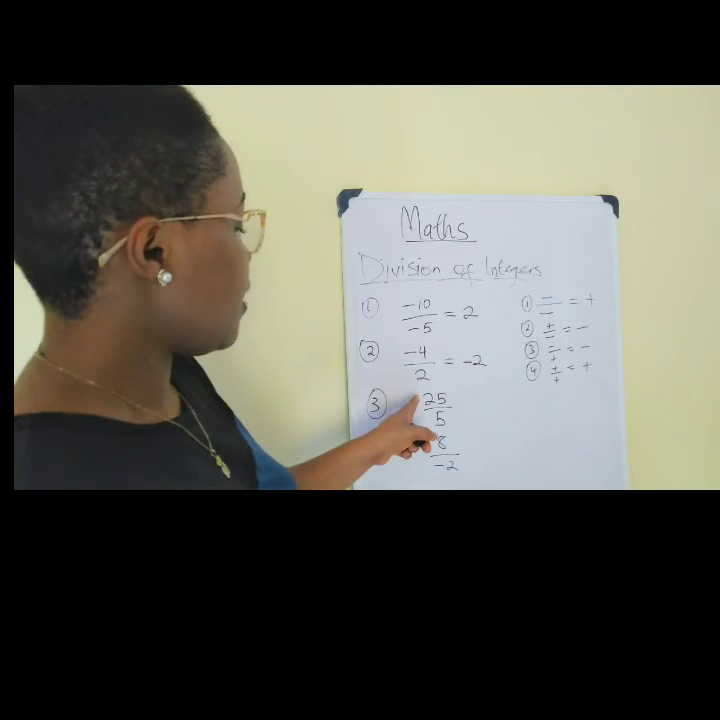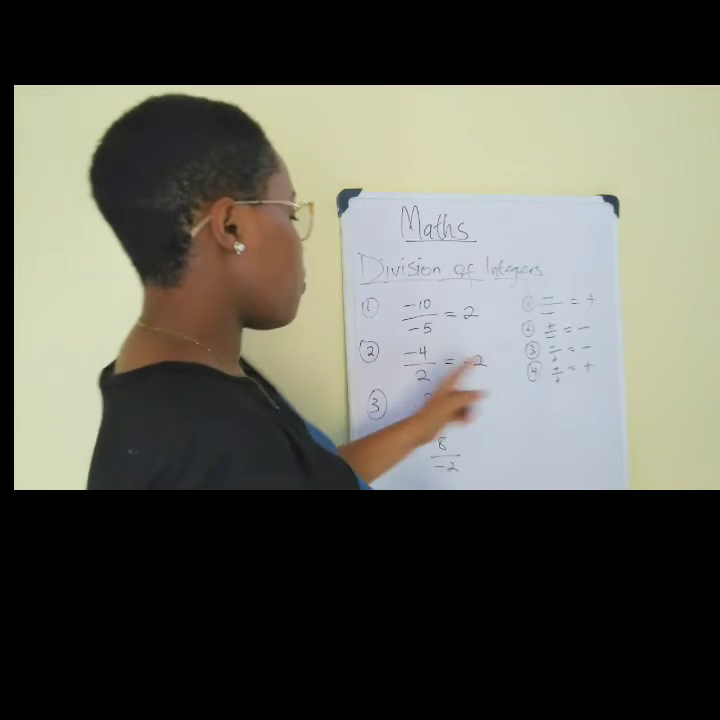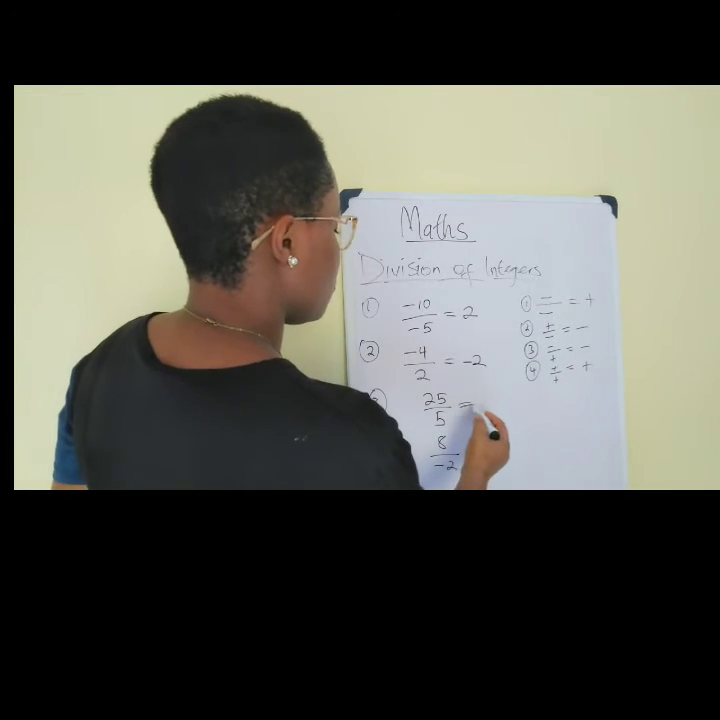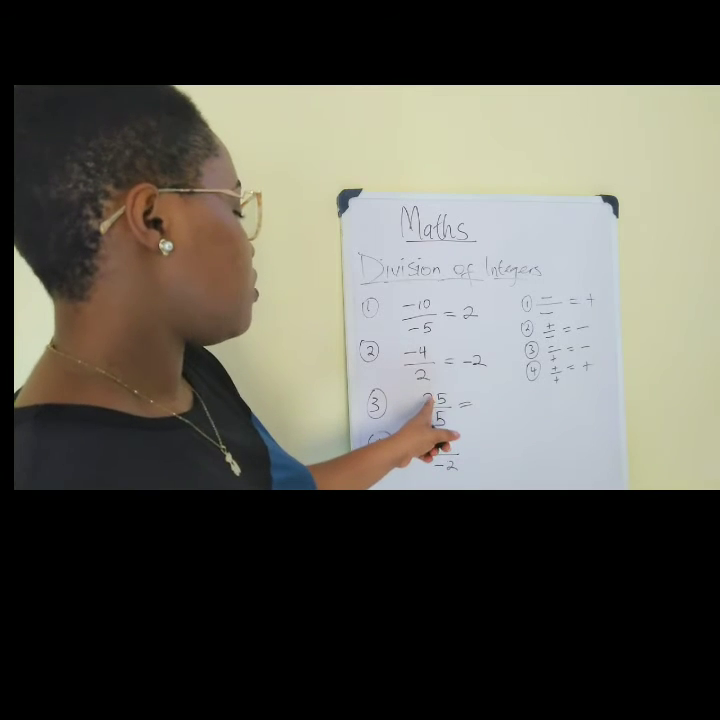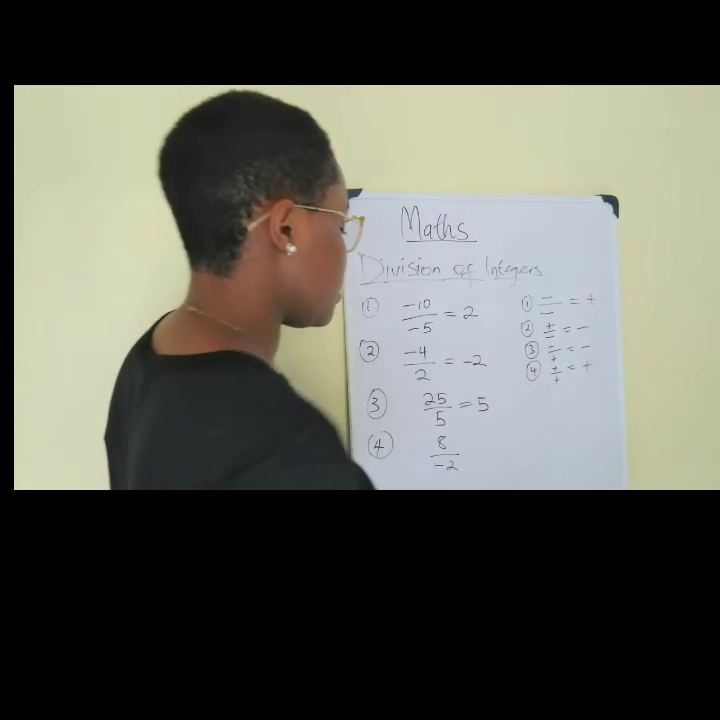The third one, a positive 25 divided by a positive 5. Positive divided by positive will give us a positive outcome. So we'll go ahead to divide the digits. 25 divided by 5 will give us 5. That is a positive 5.